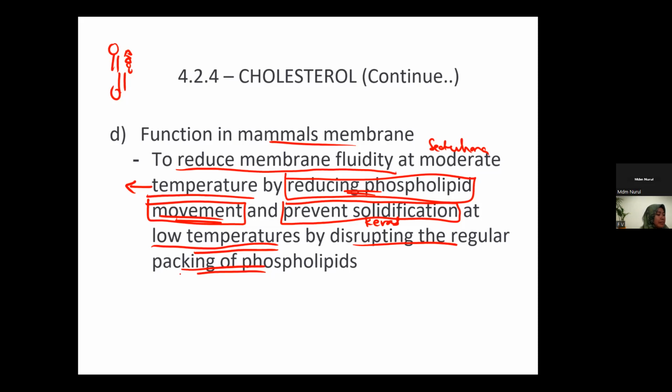Or in other words, prevent tightly packed phospholipid. Okay, to prevent tightly packed phospholipid when temperature is low. Okay.